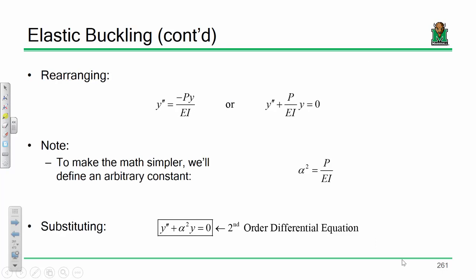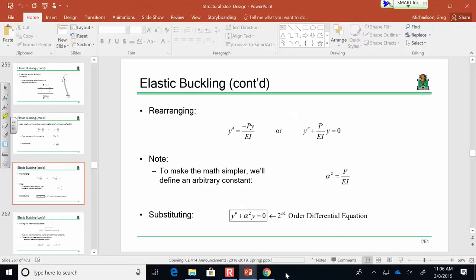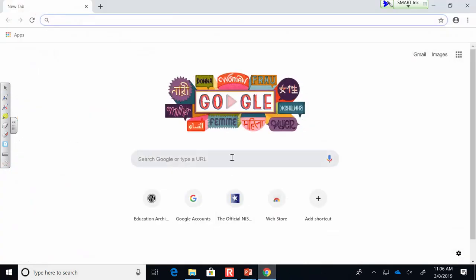So put everything over to one side, and then I'm going to make a substitution. Instead of this term P over EI, I'm going to rename it and call it alpha squared. You're going to see why I'm calling it alpha squared in a second. I could leave it as P over EI, but it just makes the math a little easier to deal with. And so I have a second order differential equation. I know everybody here loves Math 335, right? Now, there are a number of ways to solve this differential equation. I'm going to use the method that most engineering students are a fan of.